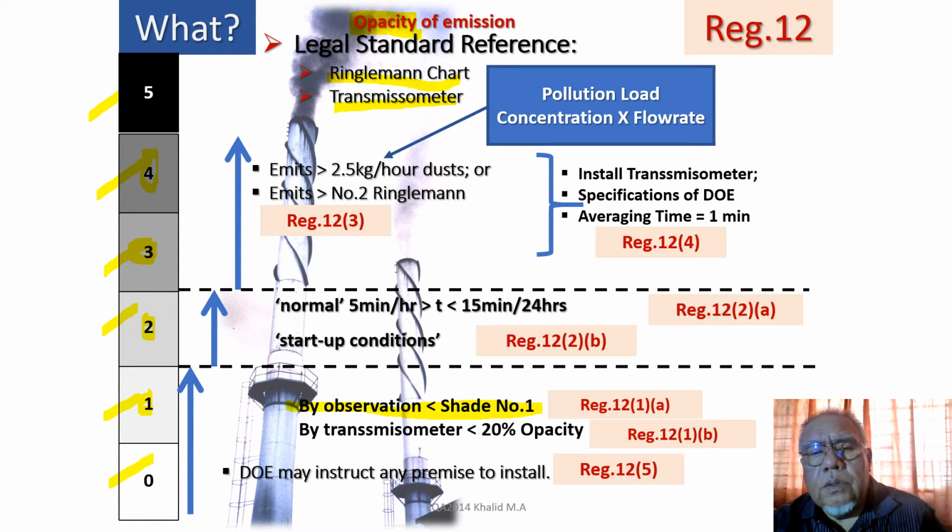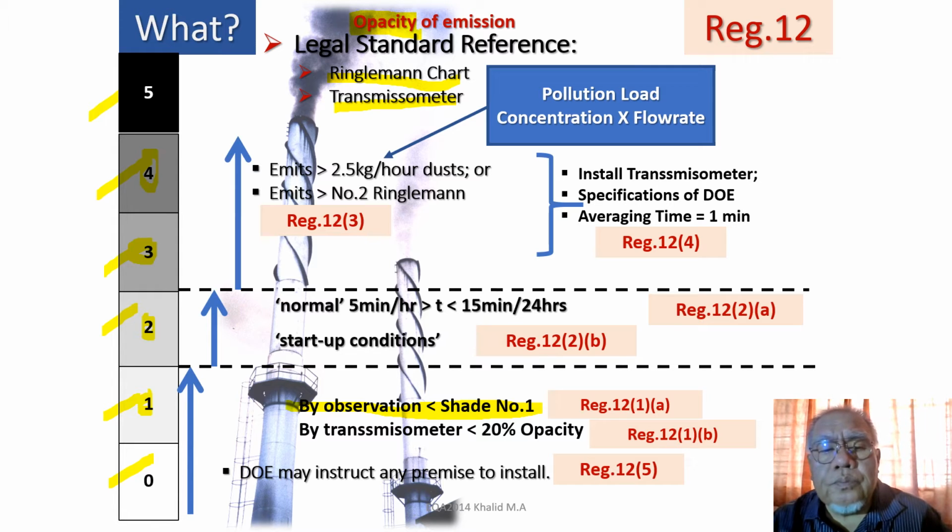We are allowed at any time and at any period or duration of time, shade number 1, maximum. 0 and 1 under this law is allowed. It is not the same as Regulation 1978. That one allowed up to Ringelmann number 2, remember? Now it allows only up to Ringelmann number 1. And more than 1 is another story. I will come to that.